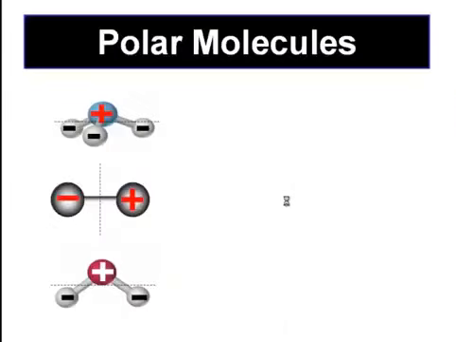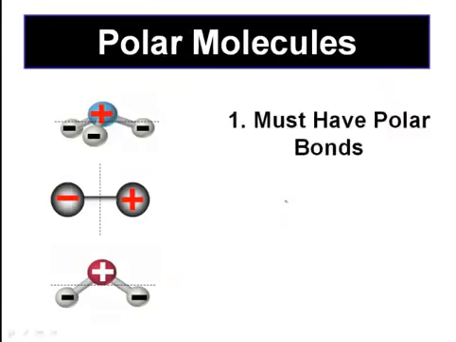Now, in order to be a polar molecule, you have to have a couple of things going your way. First and foremost, you must have polar bonds. If you're going to have a positive charge on one side of the molecule and a negative charge on the other side, you have to have polar bonds to give you those charges.